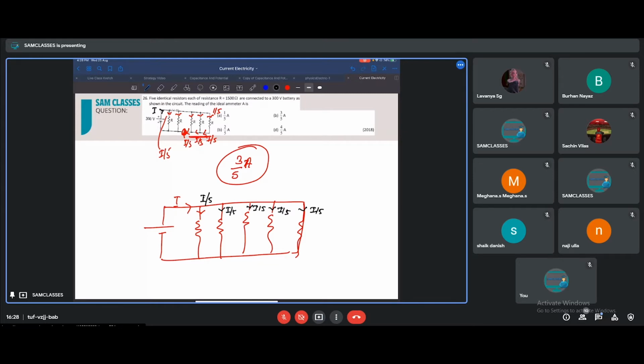Now, if I see what the ammeter is doing, it is connected here. So how much current is coming back to it? This I by 5 is coming, this I by 5 is coming, and from this resistor, this I by 5 is coming. So how much total current came? 3I by 5. So it will measure only that. Clear everyone? Is there any difficulty here?